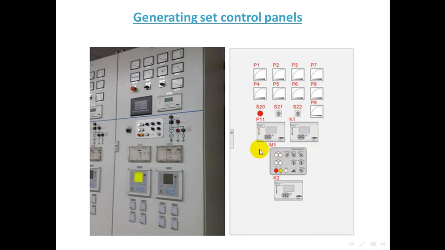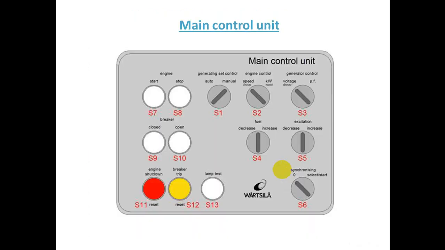M1 is the abbreviation of the main control unit. It's called the main control unit, which we will explain now, as shown in this picture.